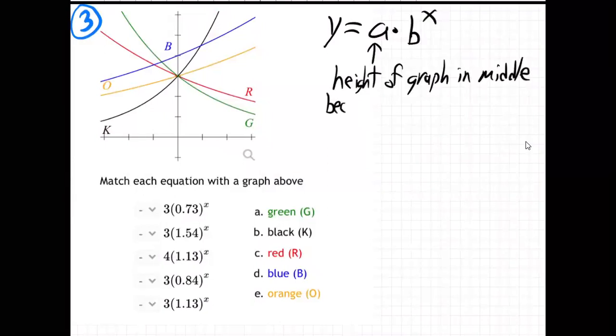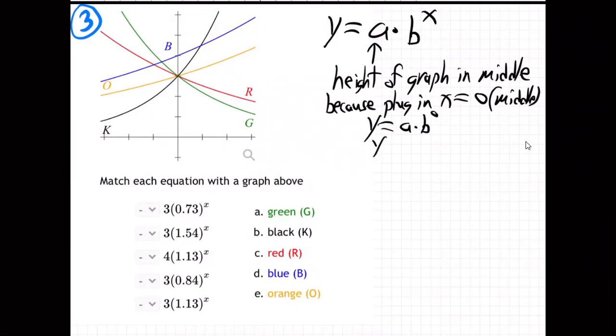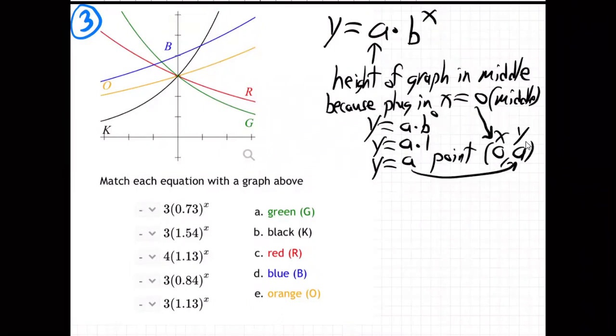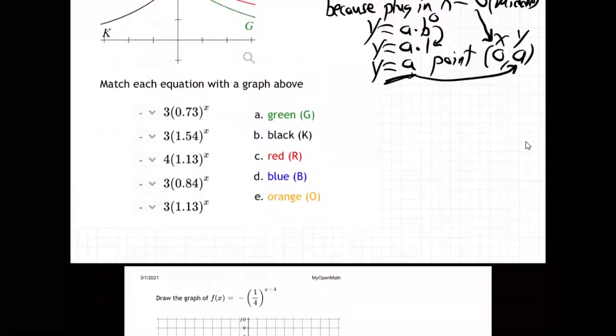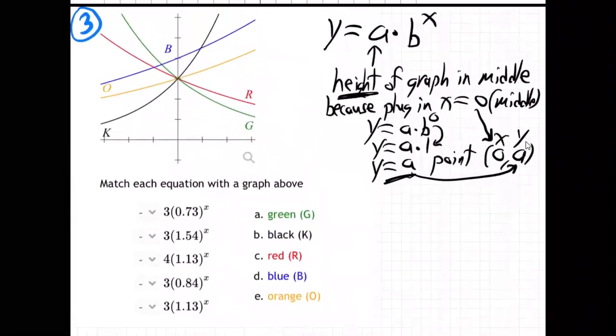Why? Because if you plug in x equals 0, which is the middle, what do you get? y equals a times b to the 0, which is y equals a times 1, which is y equals a. So that's the point (0, a), x, y. Anything to the 0 power is 1, and a times 1 is just a. So that's the height of the graph in the middle. That's what that a is.